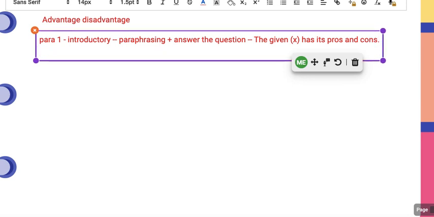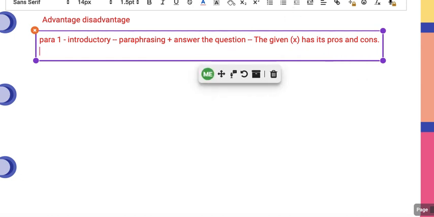This is not outweigh; I'll come to outweigh in a minute. So this is the straightforward advantage-disadvantage, only advantages and disadvantages. Para 2, you will talk about only the advantages.